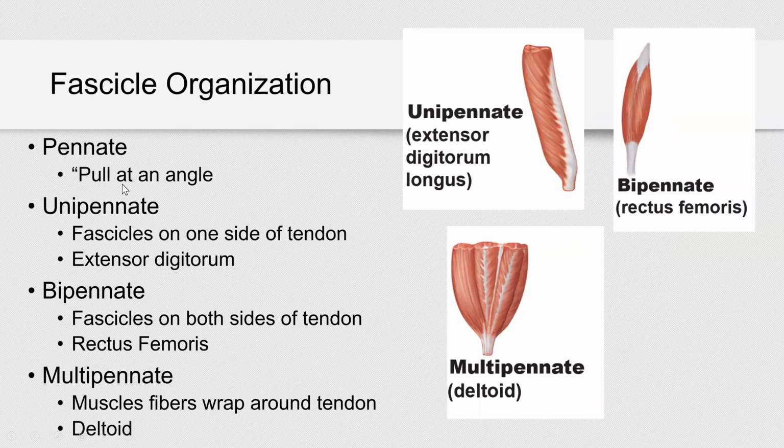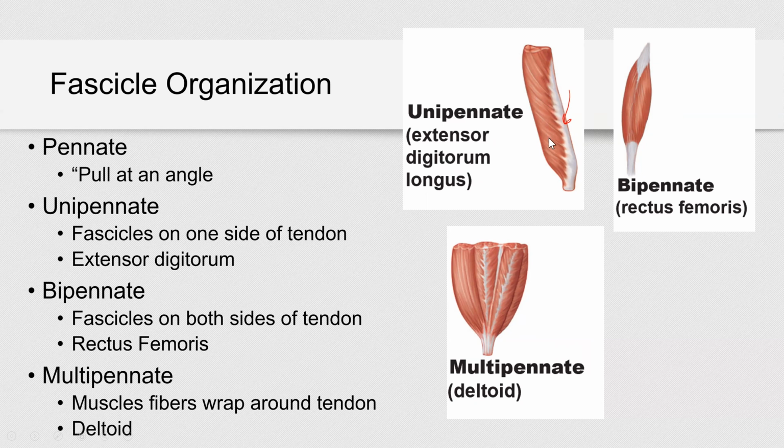Pennate muscles pull at an angle. And when we're talking about pennate, we have unipennate, bipennate, and multipennate. You can see over here, this is an example of unipennate arrangement. Extensor digitorum longus is one of the muscles that has this structure. So fascicles are on one side of the tendon. Right, this what's shown here in white color, that's your tendon, and then we have fascicles arranged at an angle to this tendon, and they are on one side.